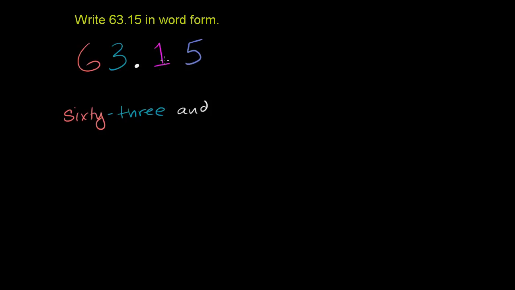We could say "and 1/10 and 5/100ths." Or we could just say, look, this is 15/100ths. 1/10 is 10/100ths. So 1/10 and 5/100ths is 15/100ths. So maybe I could write it like this: 63 and 15/100ths. Hundredths, just like that.